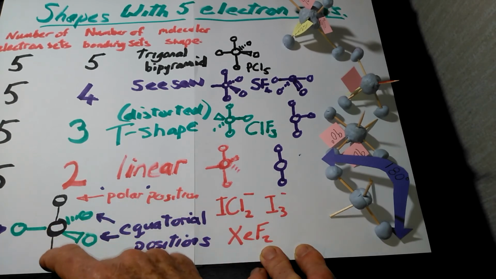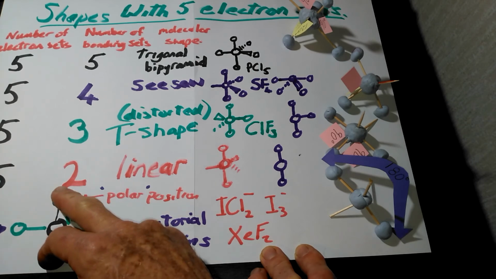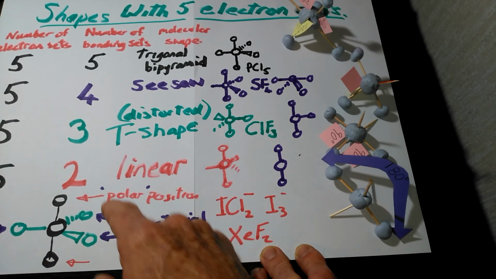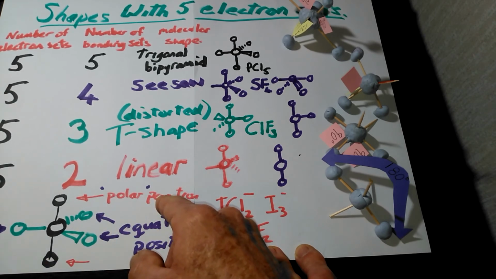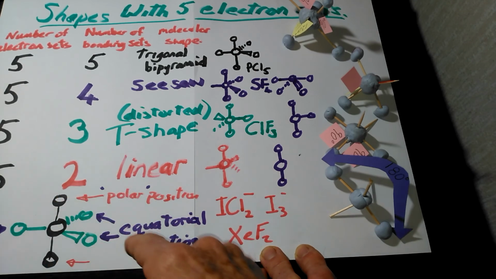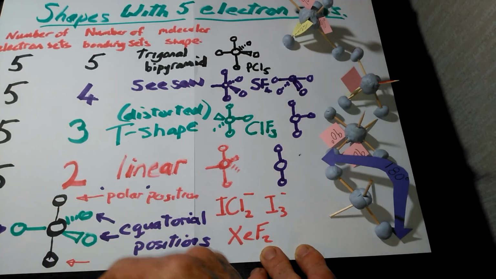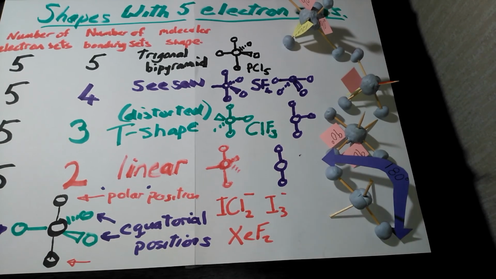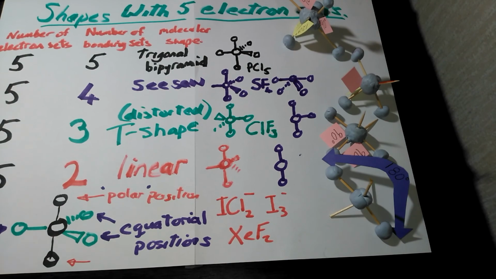So down here is just a diagram to show you the different positions here. So these two, which are straight opposite each other in a straight line, they are the polar position atoms, and down here we have in green the equatorial positions around there. And that is 5 electron set shapes.